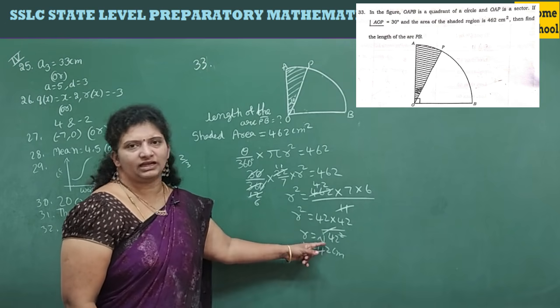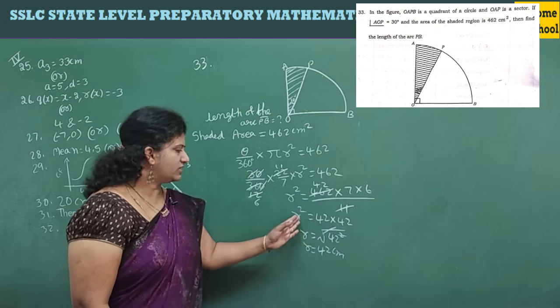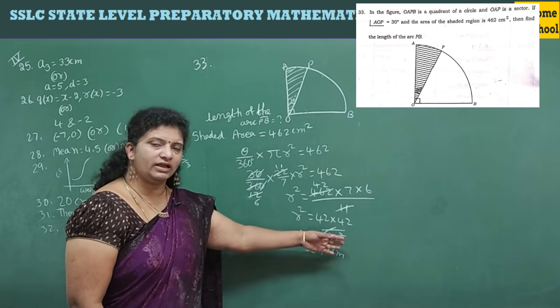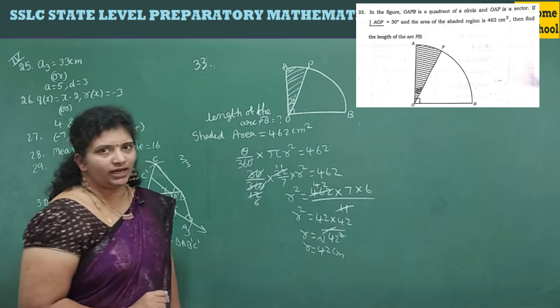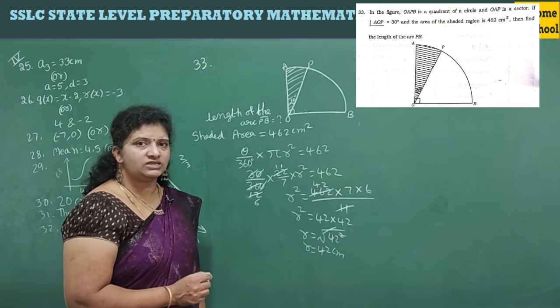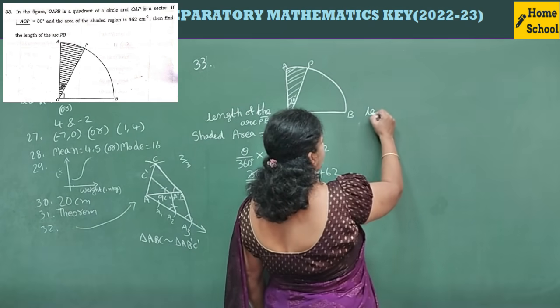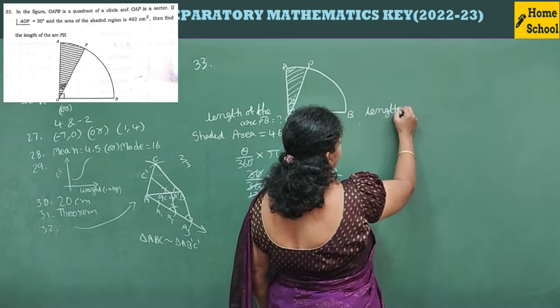See, if you want, you can multiply this, then directly find the square root. Here, anyhow, you got two same numbers. So this square, apply square root on the other side and then cancel. Now, I got the radius. Don't stop your answer here. What is the question asked? Find the length of the arc PB.